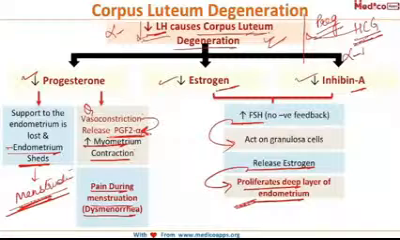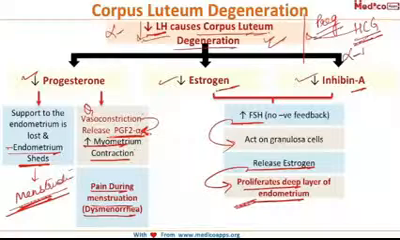So, this was about the ovarian cycle. First, the recruitment of the group of follicles occurred. Then there was selection of a dominant follicle which grew up to 18 to 20 millimeter of size. Then ovulation occurred, and subsequently there was formation of the corpus luteum. Then when the LH levels decreased, this corpus luteum started degenerating. So, this was the entire ovarian cycle.